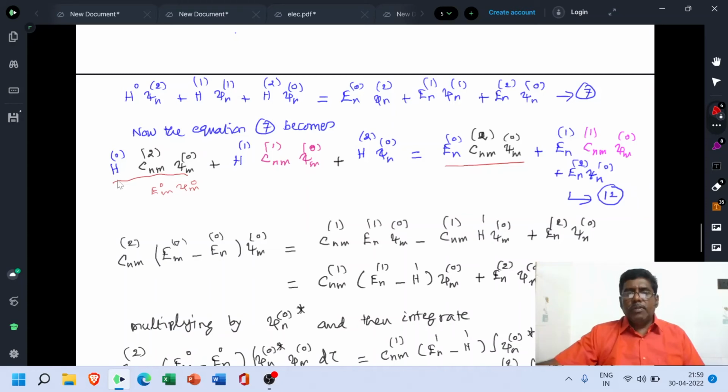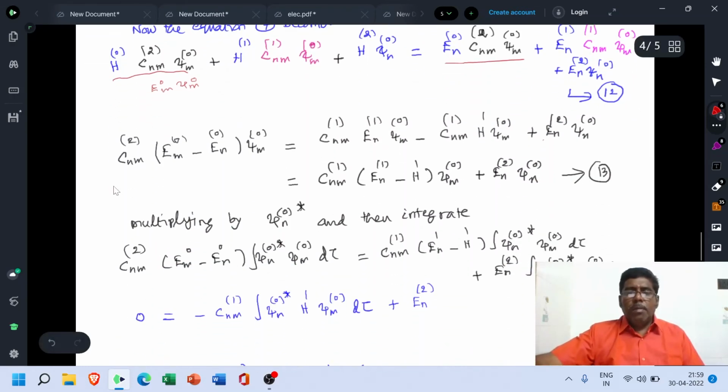then minus of, this term is taken to the right hand side, Cnm of 1 H1 psi m0, then write down this term plus En2 psi m0. Here take out the Cnm of 1 outside as a common term: (En1 minus H1) into psi m0 plus En2 psi m0. This is equation number 13.